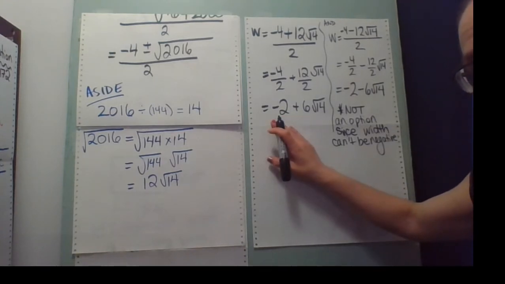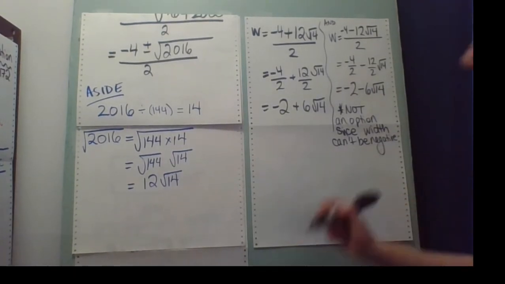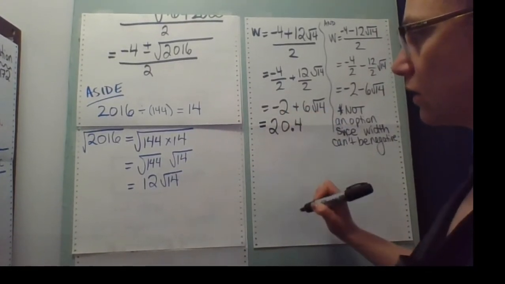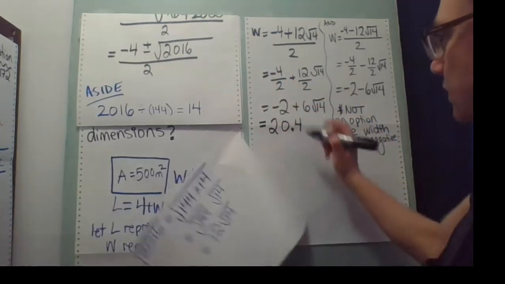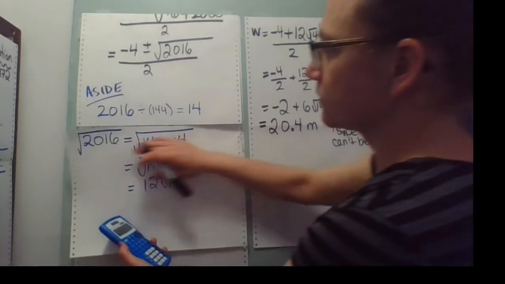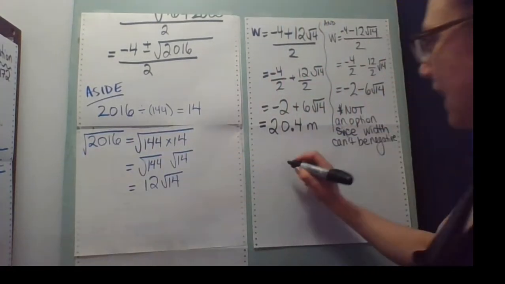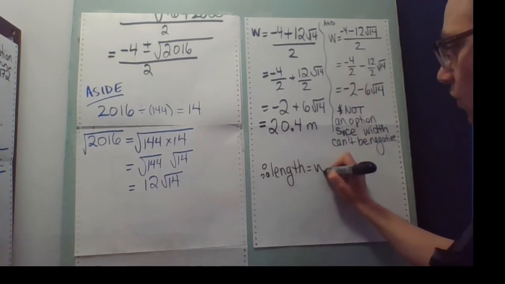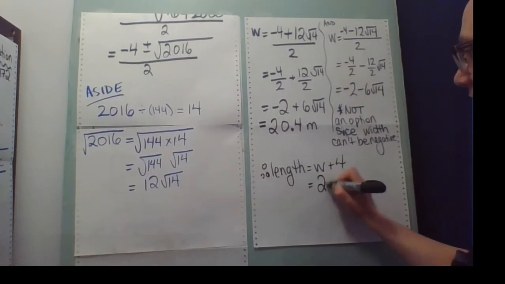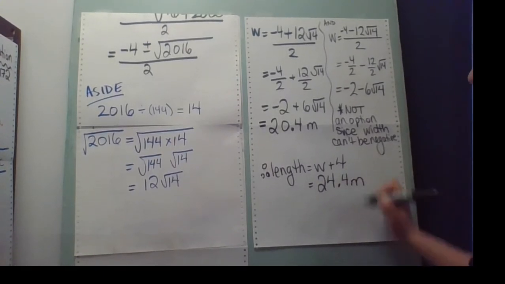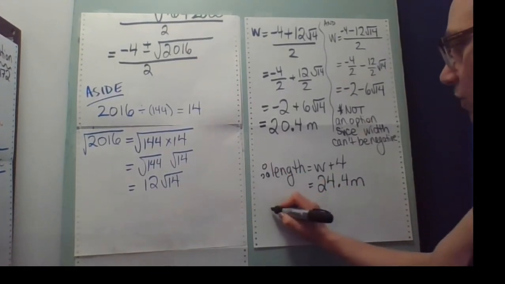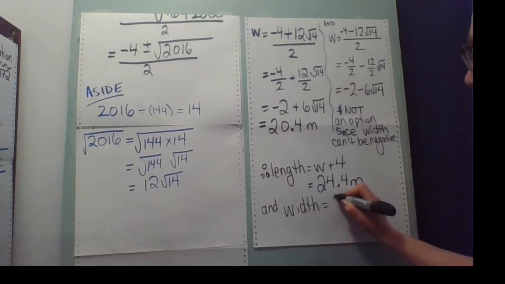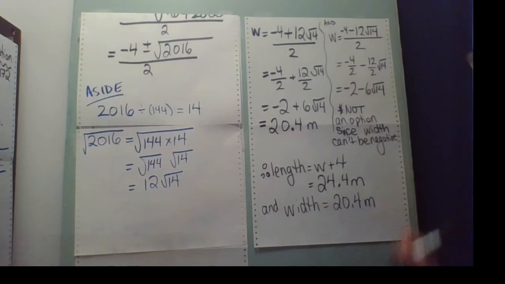If you wanted to do it numerically, like if we calculated it, you'd end up with a decimal answer of 20.4. What was my original units? Did I have any? Meters. Oops. Meters. And that means my length, we said, was my width plus 4. So that'll give me 24.4 meters. And there's my dimensions. My length is 24.4 meters. And my width is 20.4 meters. Nice work.